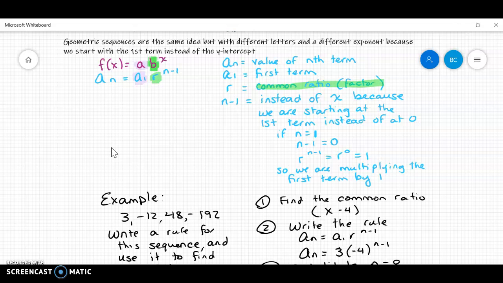So if n were to equal 1, so if we're looking at the first term, then n-1 equals 0, and r to the 0 power would just be 1. So I would be multiplying my beginning value by 1. Again, it's because we're starting at the first term instead of at the y-intercept. So if I were to graph a geometric sequence, which I don't usually do, I wouldn't include the y-intercept. I would just start at x equals 1 because that's the first term.